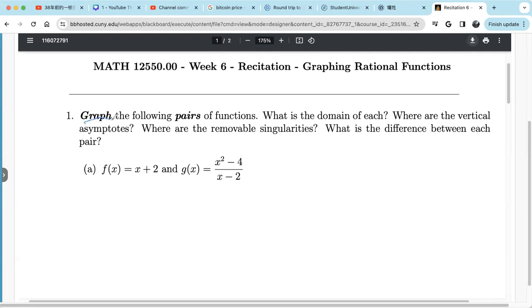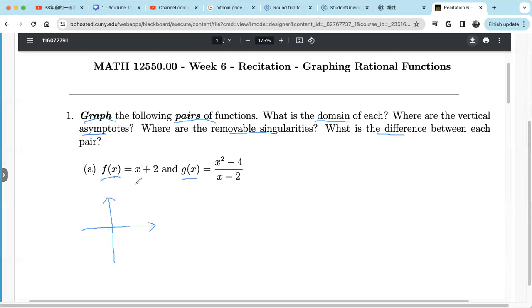So what do we need to do? We need to graph f function, g function. Each one we have f and g as a pair. We need to find the domain of each function. And then we need to find if there is a vertical asymptote or removable singularity. Then we want to compare those two functions. F is easy, a straight line, right? We need 2 points to graph. Maybe we find a good point at the checkpoint.